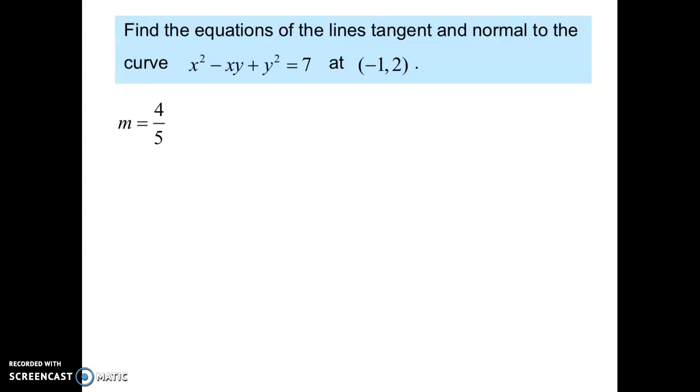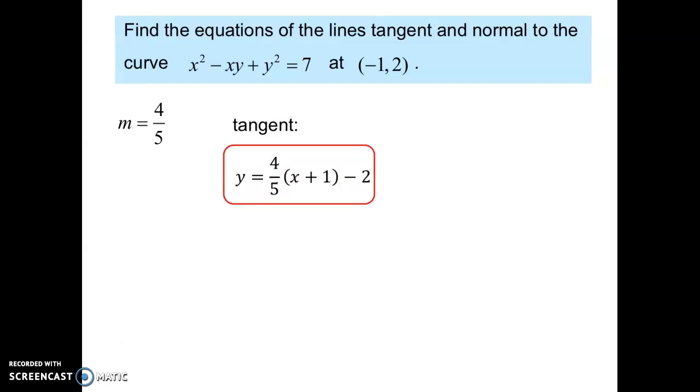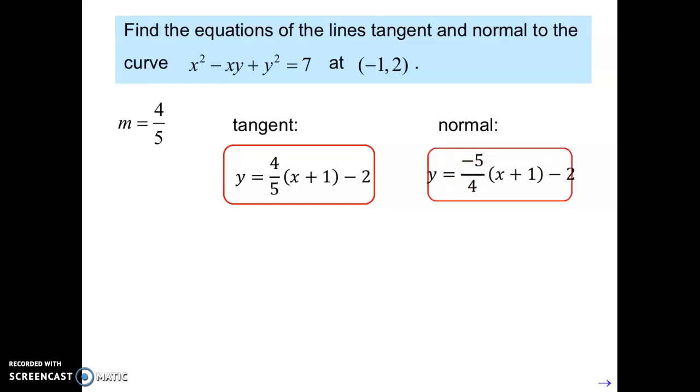So now let's actually find our tangent line and our normal line. Our tangent line, putting it into the equation of a line, is y equals 4/5, which is the slope of the curve there at the point of tangency, times x minus -1, which becomes x plus 1, minus 2. Remember, the normal line to the curve is the line that is perpendicular to the tangent line. So I get -5/4 times x minus -1, which is x plus 1, minus 2. There's the tangent line and the normal line to the curve.